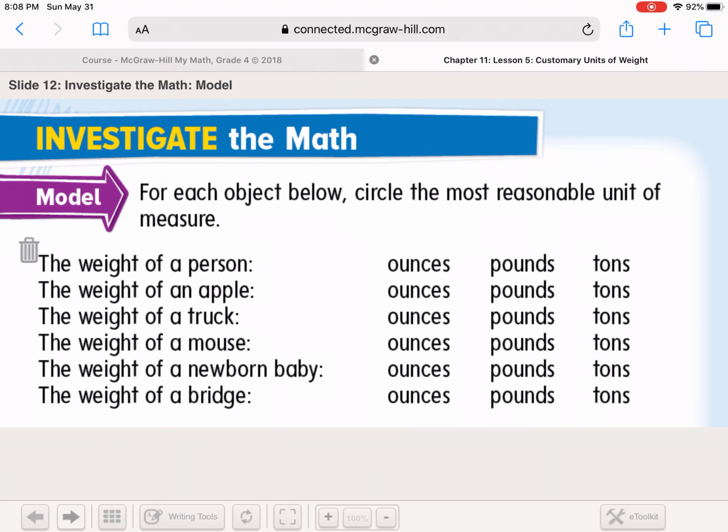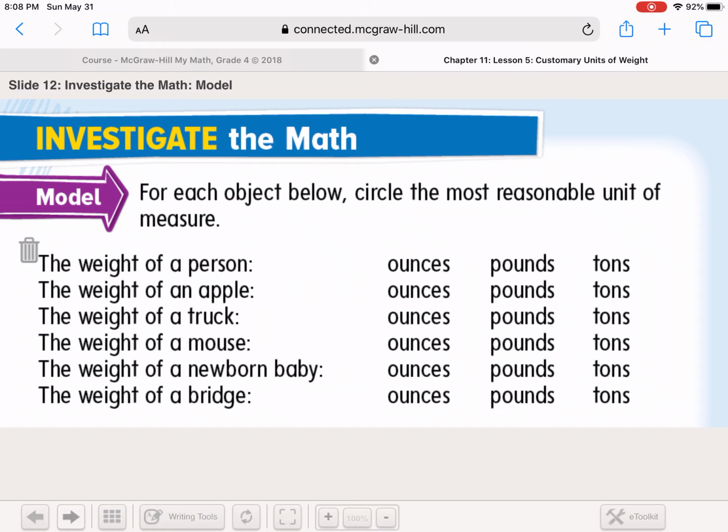Okay, so we have ounces, pounds, and tons. So ounces is for something very small. Okay, so something that weighs an ounce would be like your phone, or your iPad. Okay, pounds would be when you're talking about bigger things like the weight of a cat or the weight of a dog or a person. Tons is like cars. Okay, or whales, hippos, they weigh in tons.